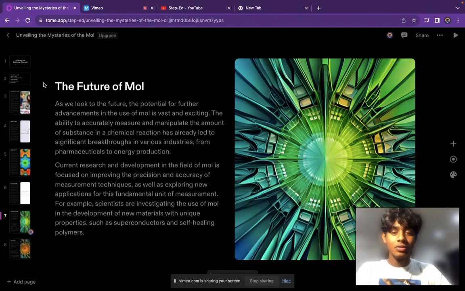Current research and development in the field of the mole is focused on improving the precision and accuracy of measurement techniques, as well as exploring new applications for this fundamental unit of measurement. For example, scientists are investigating the use of the mole in the development of new materials with unique properties such as superconductors and self-healing polymers.